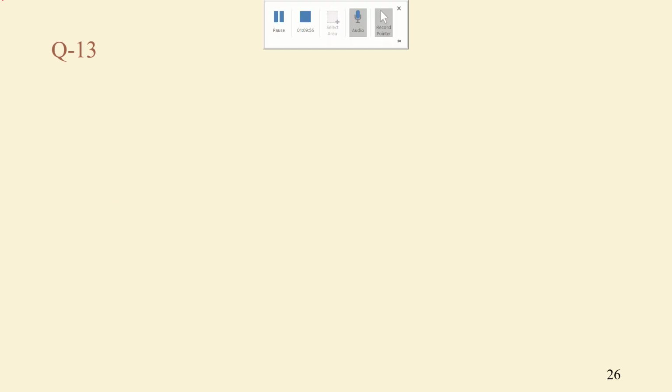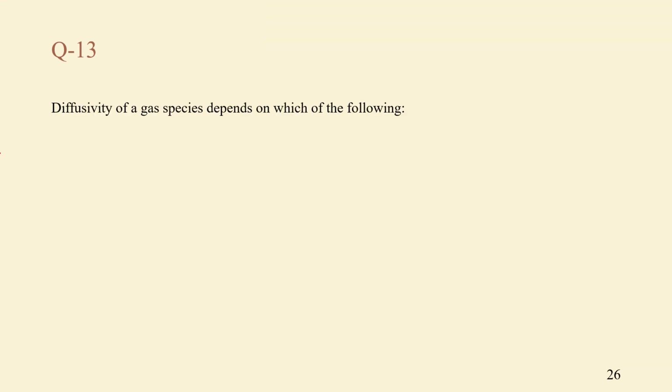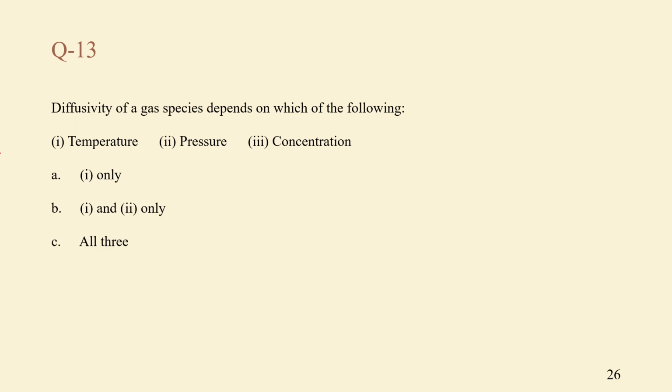In question 13, it is mentioned that diffusivity of a gas species depends on which of the following? Temperature, pressure, concentration. Option A, 1 only. Option B, 1 and 2 only. Option C, it is all three. Option D, independent of all three. So what is asked? Diffusivity of a gas species depends on which of the following? Temperature, pressure and concentration.